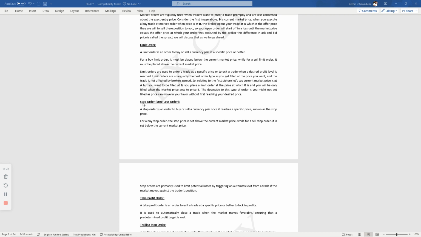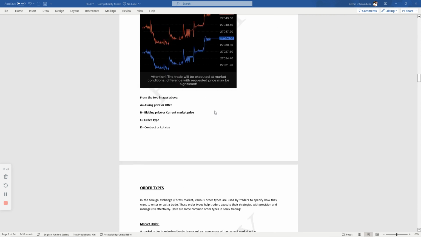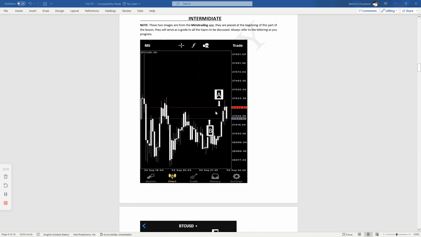So another one is stop order. In stop order you also have a stop loss, you have take profits. So what stop order means is, let's say you want to buy BTC. A stop order has to be above the current market price if you want to buy, or below the current market price if you want to sell. So if you want to buy BTC and you see that the price is here, what you can do is set a stop order at this price, maybe 27,043. And when BTC starts moving up, once it gets to that price, it takes you in and you're in the trade.